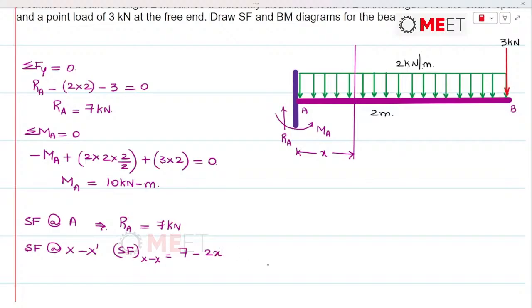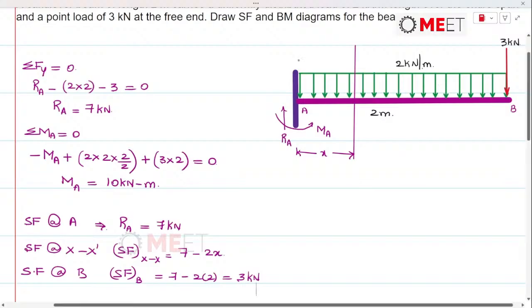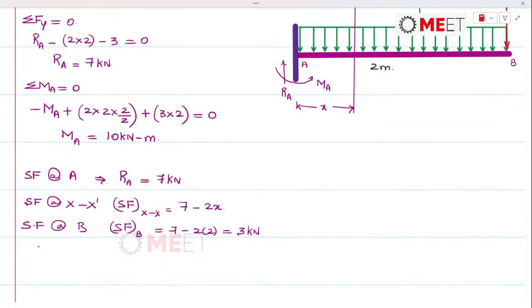So the equation of shear force is 7 minus 2x, and shear force at B we find by substituting x as 2 meters. So SF at B is equal to 7 minus 2 into 2, which is 3 kilonewtons. And at point B, there is a concentrated load. So due to the concentrated load, the shear force suddenly changes to 3 minus 3, which is equal to 0.